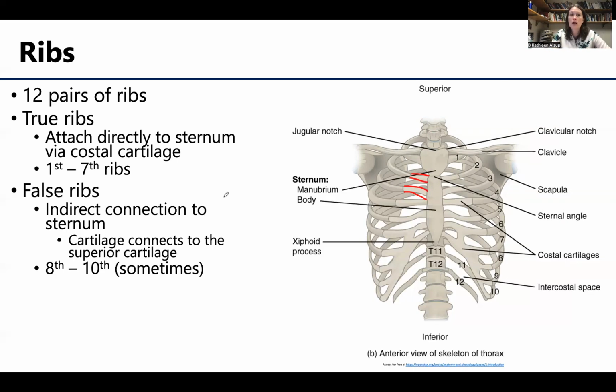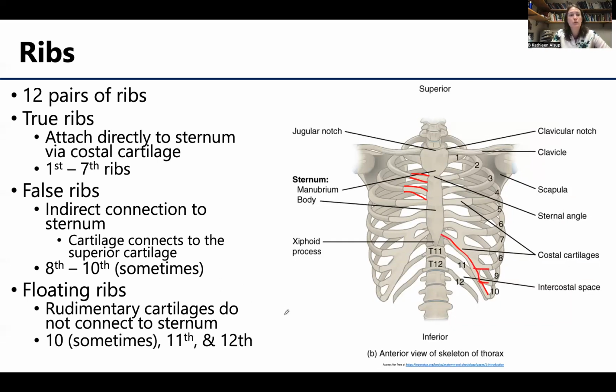The false ribs also have costal cartilages associated with them, but they have an indirect connection to the sternum, so they don't have a 1-to-1 ratio. So you see this third rib has its own costal cartilage and it goes to the sternum. Whereas the 8th through the 10th, and sometimes the 7th, you will see that these kind of have their costal cartilage, but they join up to form this one connection to the sternum, and this will form this costal margin.